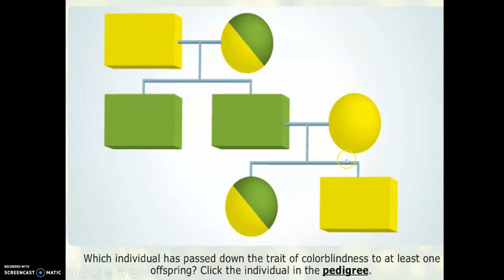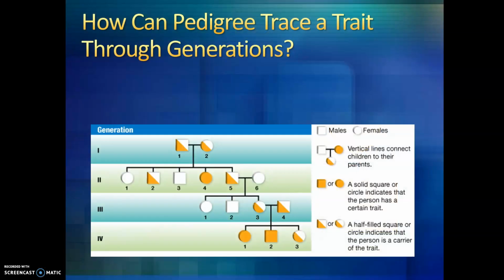You can see that this is colorblind, this is colorblind. They made 2 males that were colorblind because mom gave that trait to them. But a female to be colorblind would have had to have the trait both from mom and dad. So here we have, click the individual in the pedigree. There's where it started.